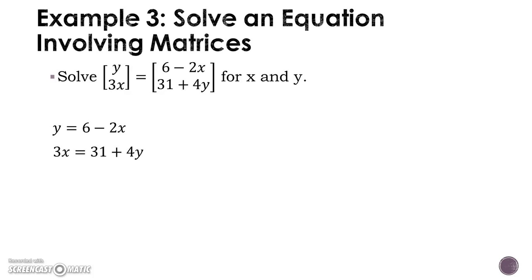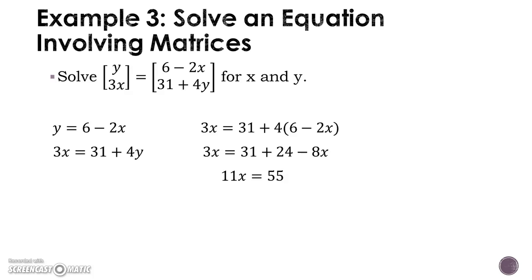We're going to substitute into the second equation. Instead of y, we're going to put 6 minus 2x. Then we're going to use the distributive property. We're going to add 8x to each side. And we're going to divide each side by 11.